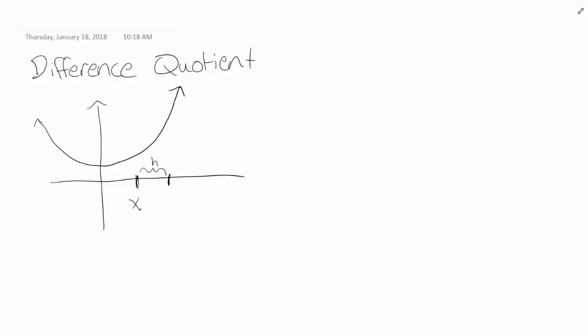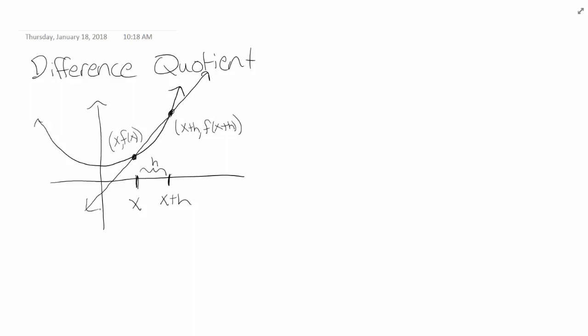So if you start at x and then you move over another h, then I'm sitting at x plus h, which means the point right here on the graph is x comma f of x. And then the point on the graph here is x plus h, comma, f of x plus h. Now, I essentially want the average rate of change between those 2 points, which is the slope of this line.